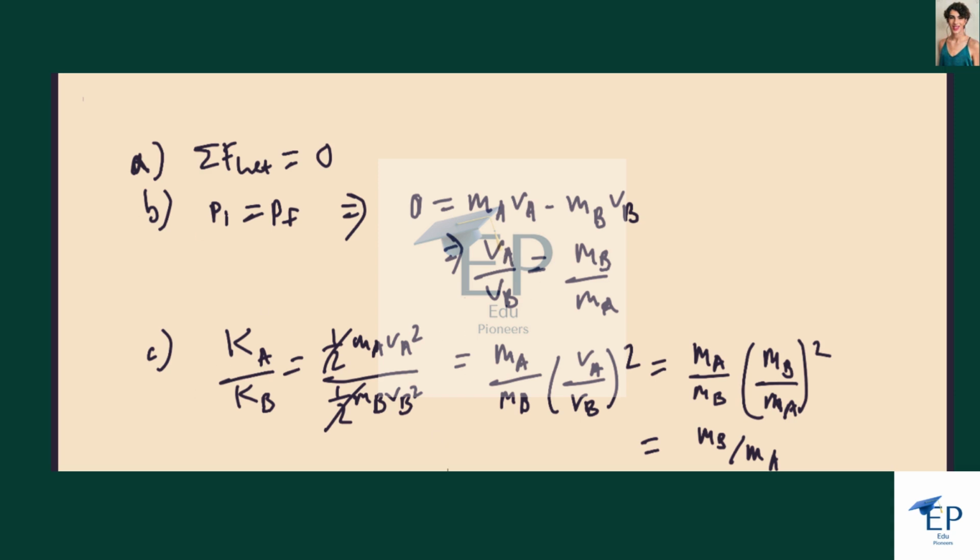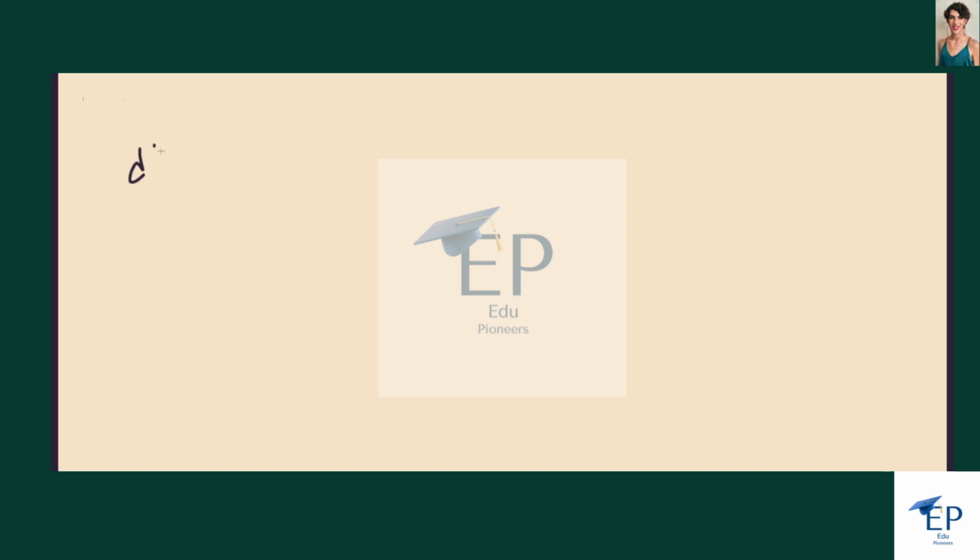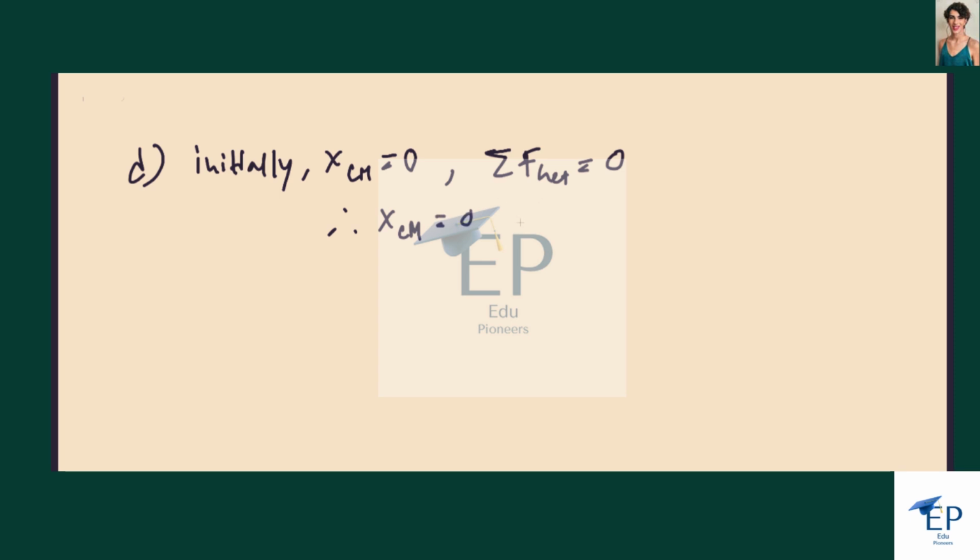And then part D, what happens to the center of mass of the system? Initially, the velocity of the center of mass of the system is zero, but we also have that there's no net force on the system. So therefore, finally, the center of mass of the system is also zero, and so the center of mass of the system does not change, essentially.